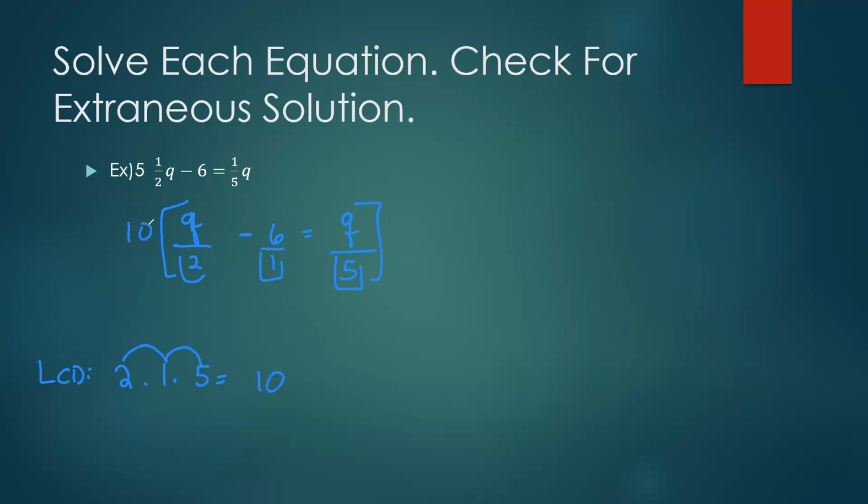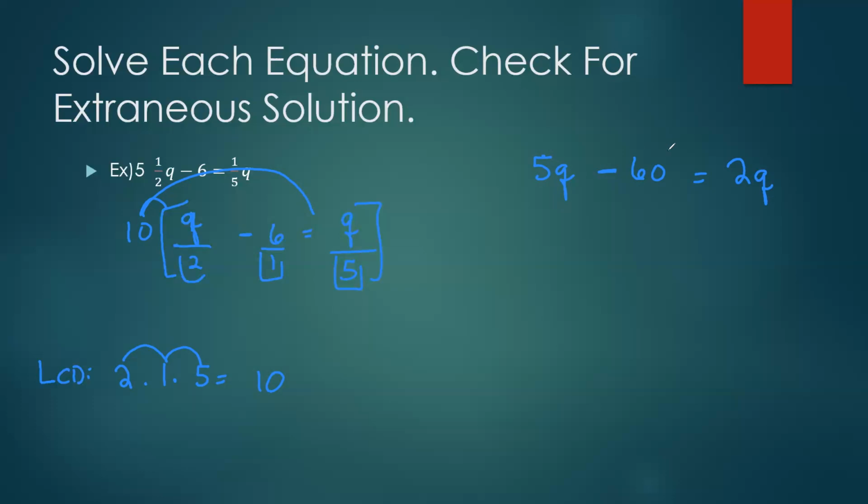So you're going to multiply all three sides by 10. Over here, 10q over 2, well, I know that 10 divided by 2 is 5, so it's going to be 5q, minus 10 times -6 is -60, equals 10 times q over 5. Well, I know that 10 divided by 5 is 2, and then you have a q on the top.